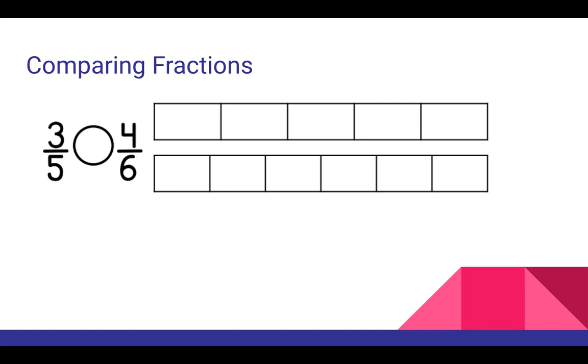Okay, hopefully you've tried this one on your own. 3/5 compared to 4/6. Okay, so it's drawn over here on the right, 3/5, or 5 parts, and so you can shade in 3 of them for the numerator. And then down here you have 6 parts, and you're going to want to shade in 4 of them for that numerator. And go ahead and take a look at that one, see which one is greater.